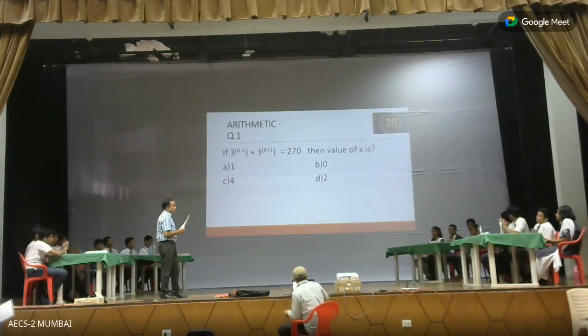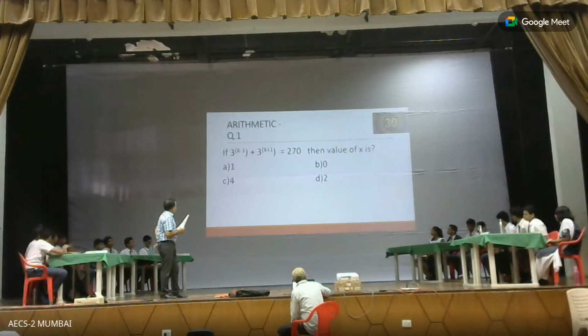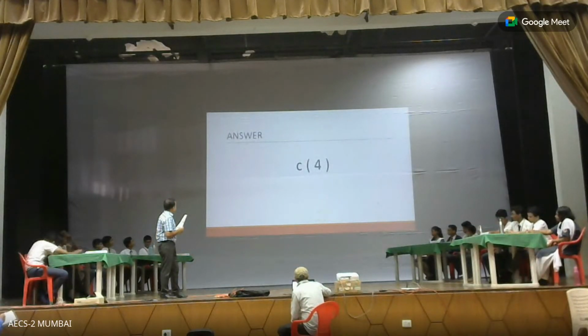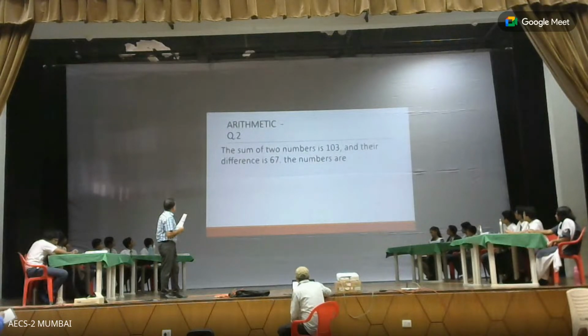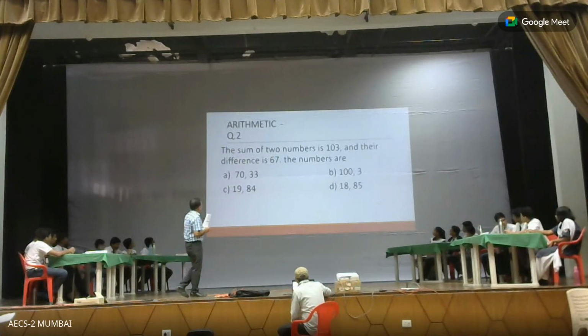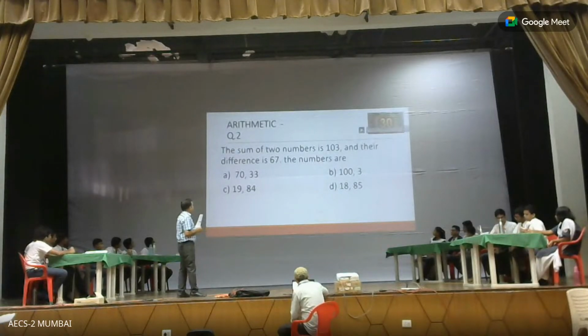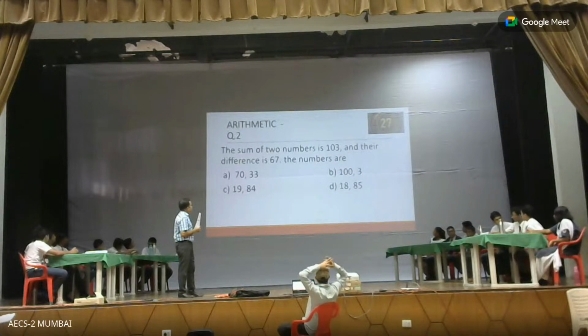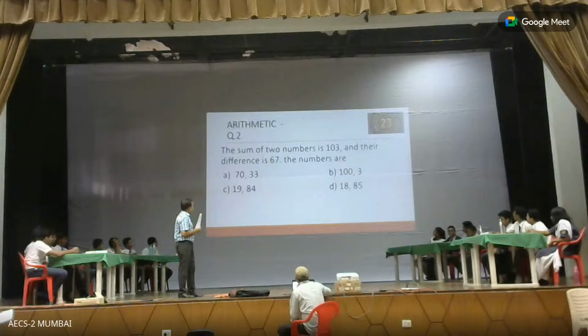And let's move towards Aryabhatta and let's see the next question, please, sir. Aryabhatta team. The sum of two numbers is 103 and their difference is 67. The numbers are 70 and 33, 103, 19 and 84, 18 and 85. Time begins now. Option D, 18 and 85.